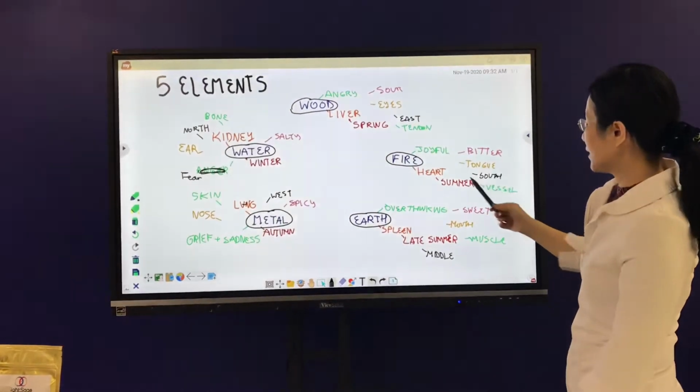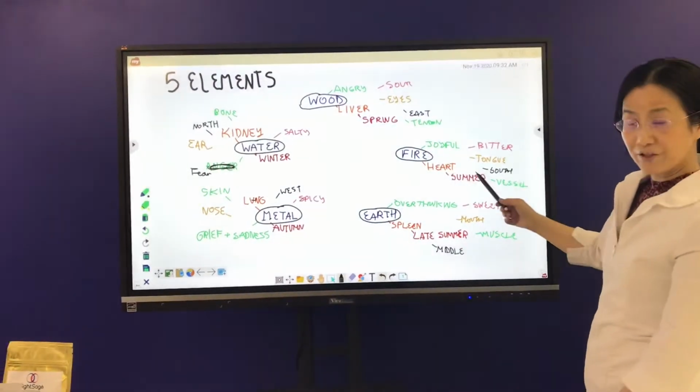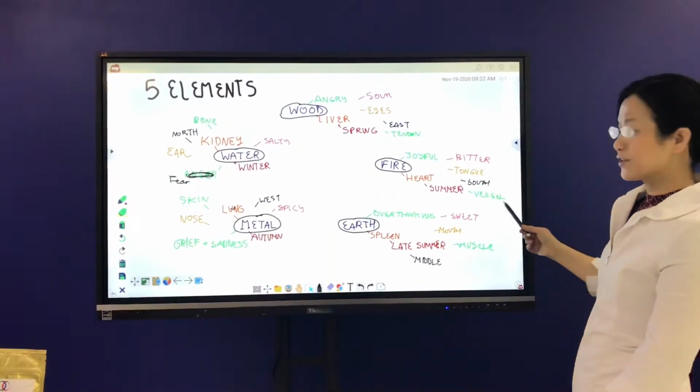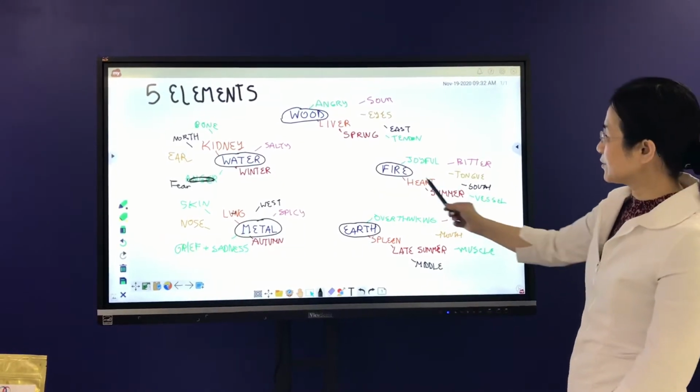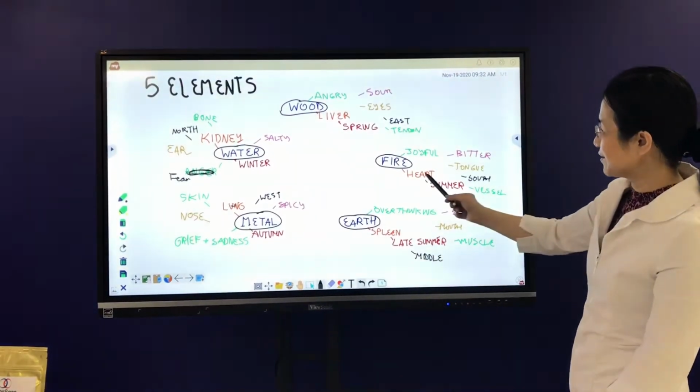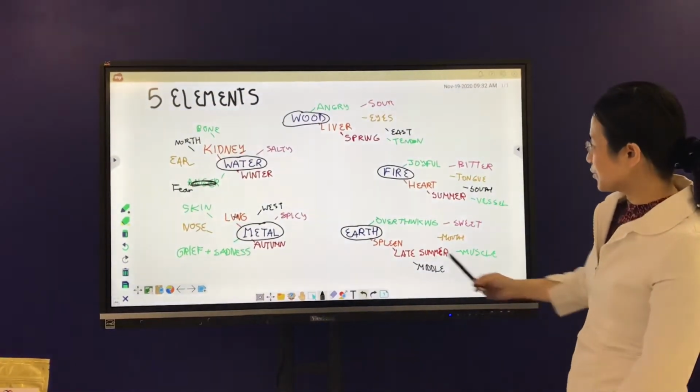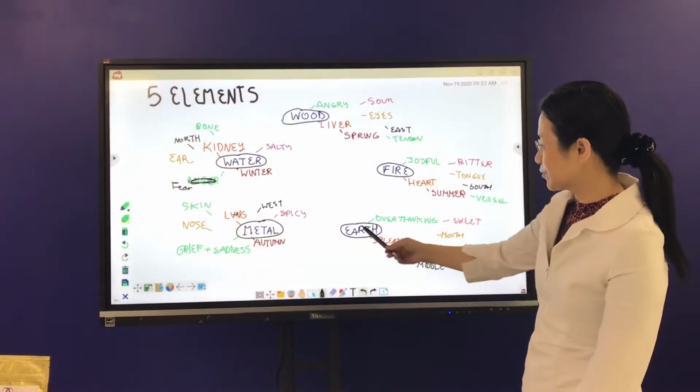So if your blood, for example, has so many cardiovascular diseases, that's our vessel problem, right? And this is all the heart. See, vessel and heart, they're related. And the muscle belongs to the spleen, to the earth.